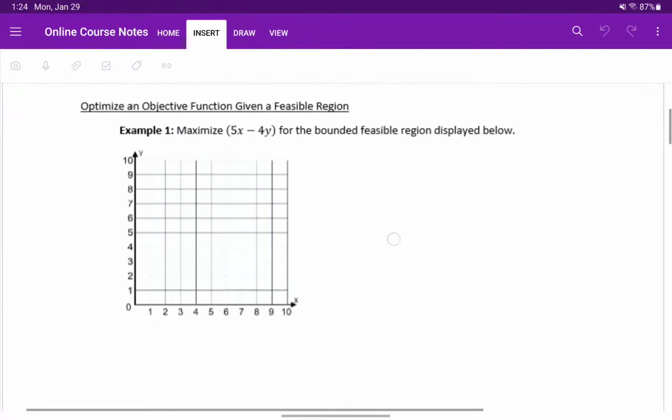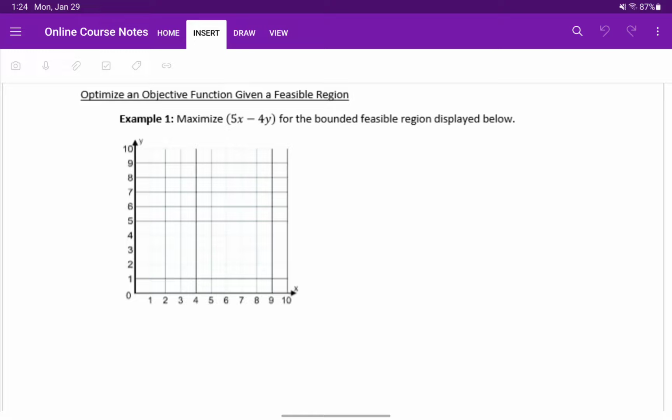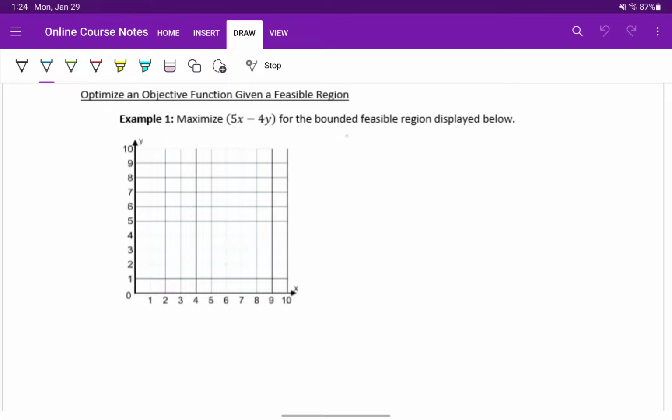The first thing that we want to talk about is this idea of optimizing an objective function. So in our problems, one of the things that we'll identify is an expression that we want to either maximize or minimize. In this case, we want to maximize the expression 5x minus 4y, meaning we want to find the xy pair that gives us the largest possible value for that expression that exists in a bounded feasible region. For these early problems, that bounded feasible region will be provided for us.